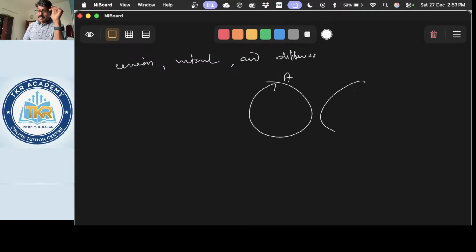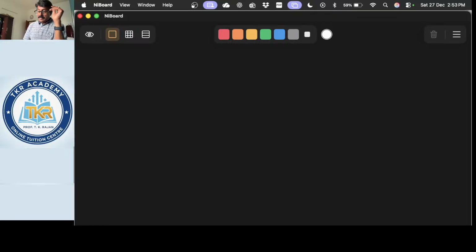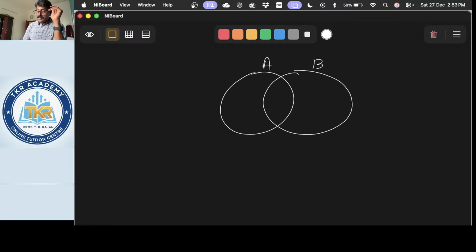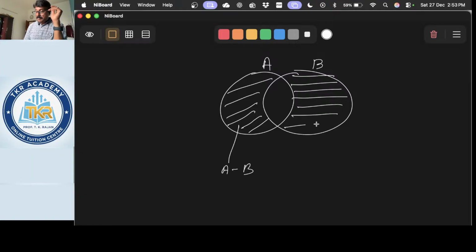This is A. This is B, suppose. Then we know this is A minus B. This is B minus A. This is A intersection B. Their union is A union B.